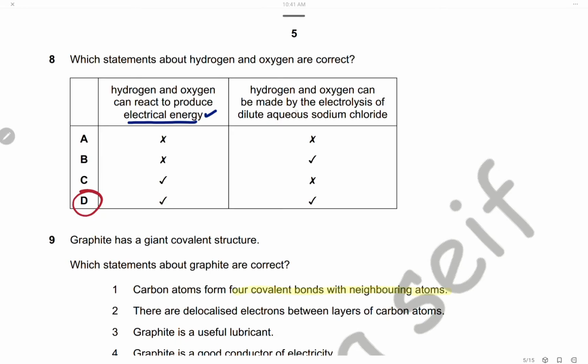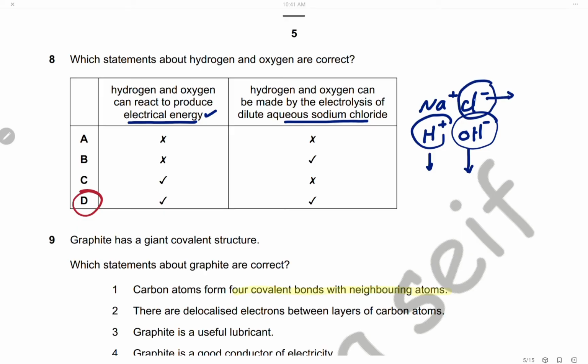Hydrogen and oxygen can be made by the electrolysis of dilute aqueous sodium chloride, and this is also a correct statement. When we carry out electrolysis of dilute sodium chloride, hydrogen gas will be produced at the cathode and oxygen will be produced at the anode, because in dilute sodium chloride the chloride ions are not in enough concentration to be discharged as chlorine gas, so oxygen gas will be produced at the anode. The answer is D.